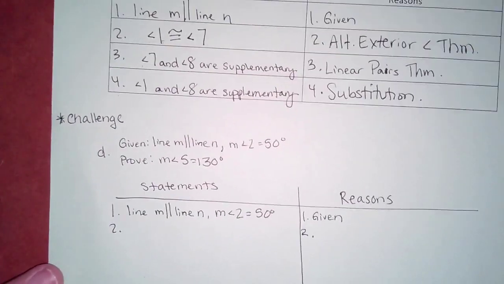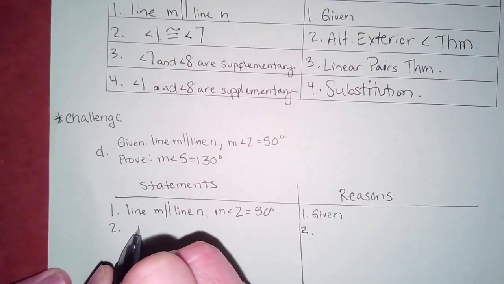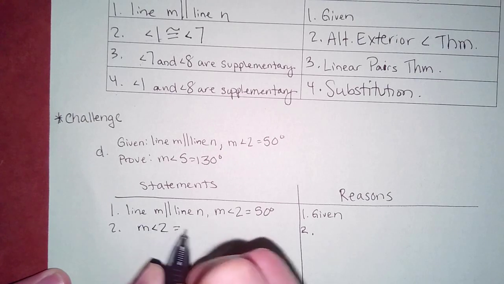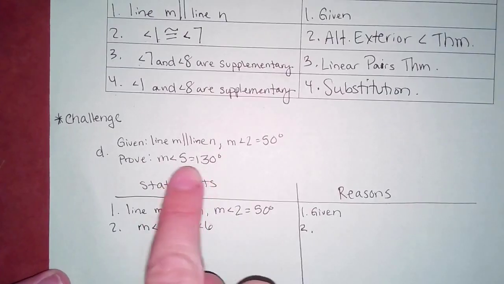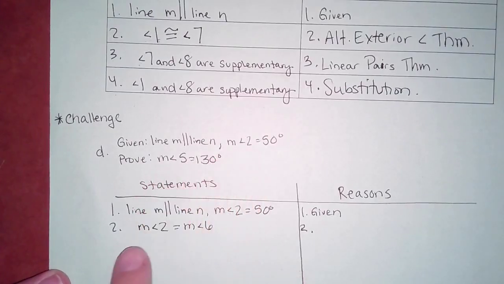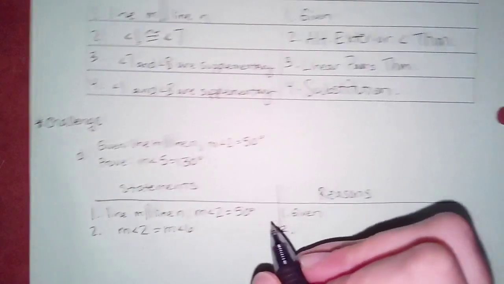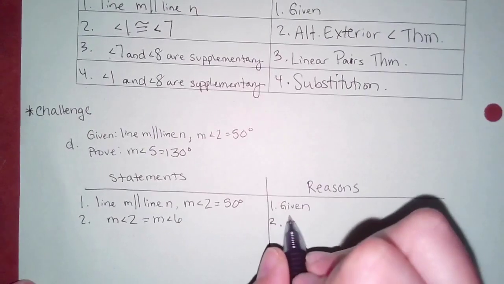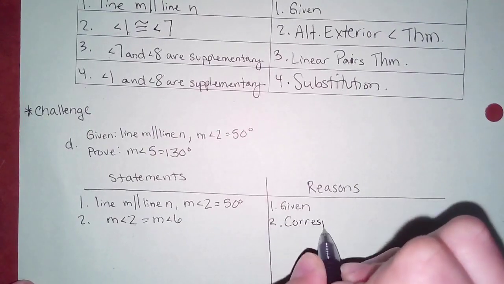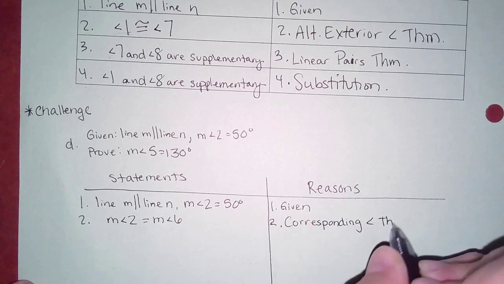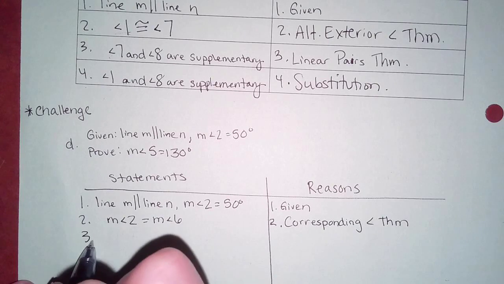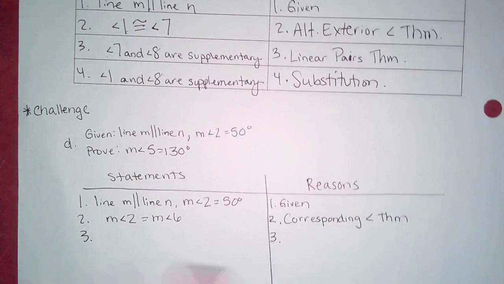So step 2, I'm going to say measurement of angle 2 equals measurement of angle 6. I used equals because up here in my proof, I've been using equals through here. So I'm going to use equals. How do I know that? Corresponding angle theorem. Especially since you don't have lines, it's really important that you number and you try to keep it even.